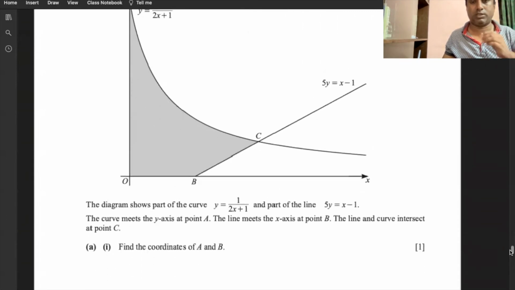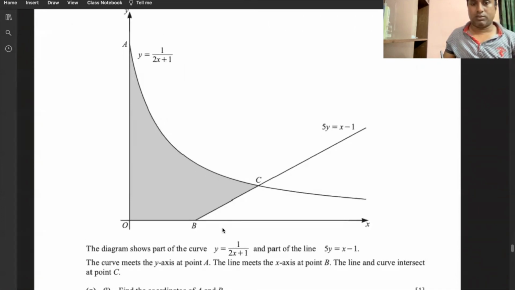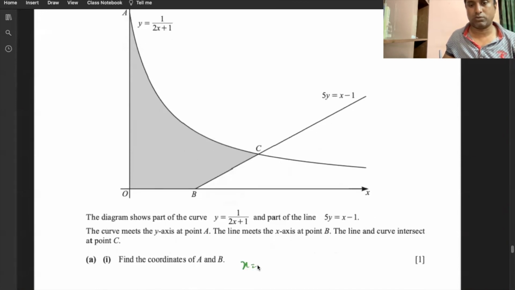First question is find the coordinates of A and B. The line is meeting the x-axis at B, so y equals 0, and x equals 1. So the coordinates of B are (1, 0). The curve is meeting the y-axis, where x equals 0, so y equals 1. So A is (0, 1).